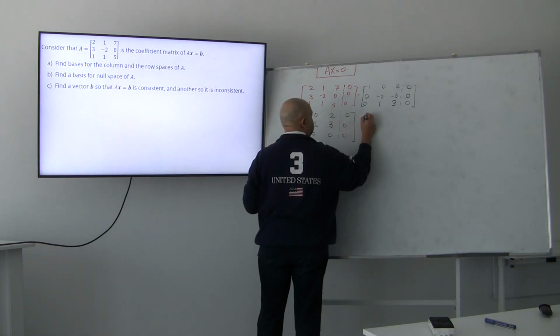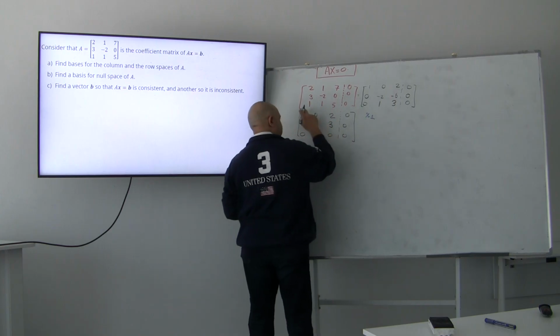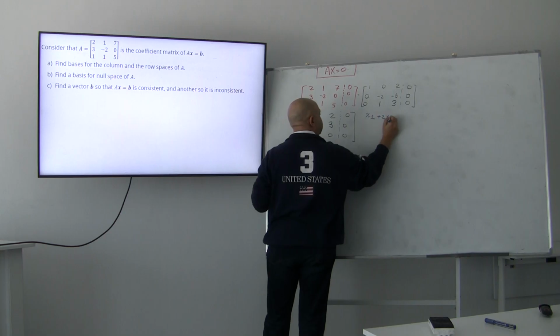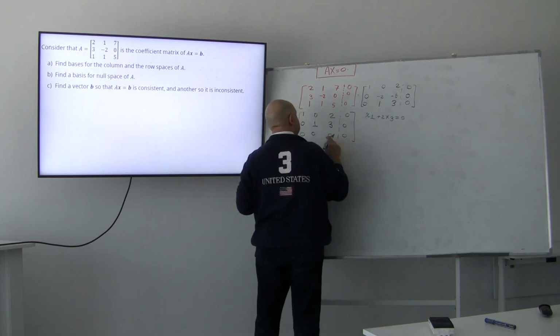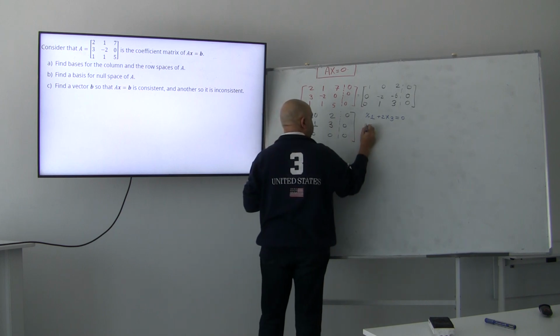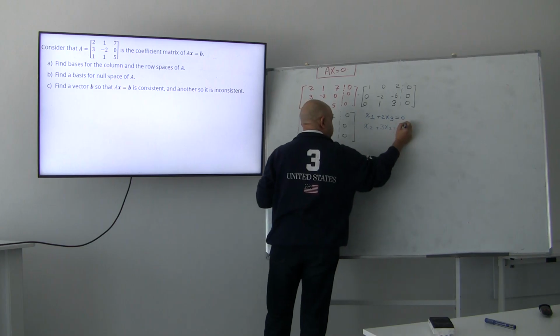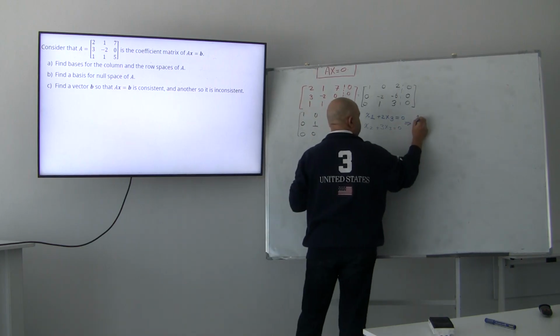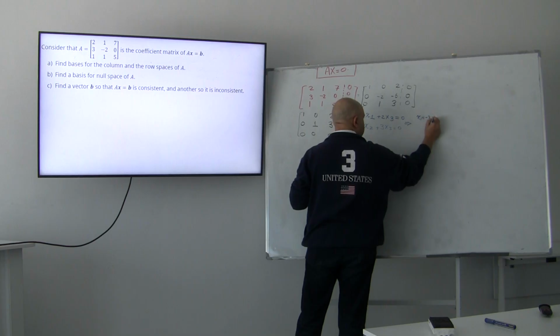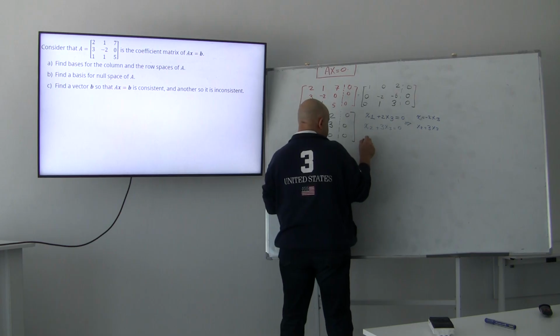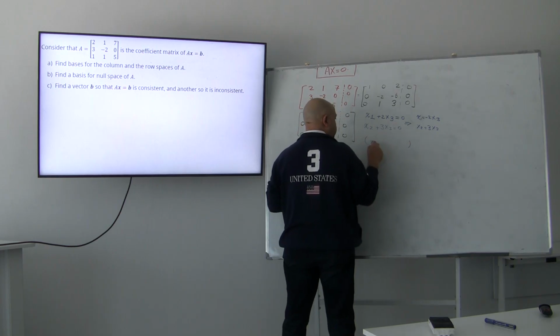We will consider 1 times x1, exactly right. 0 times x2 plus 2 times x3, which equals 0. For the second row, continue: x2 plus 3x3, which equals 0. That's going to be x1 equal to negative 2 x3, and the same way x2 equal to negative 3x3.